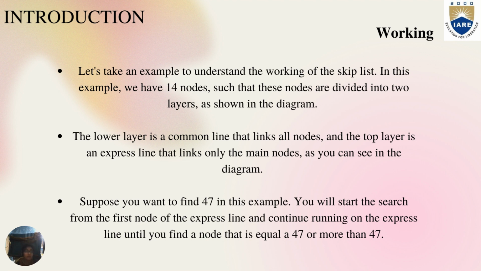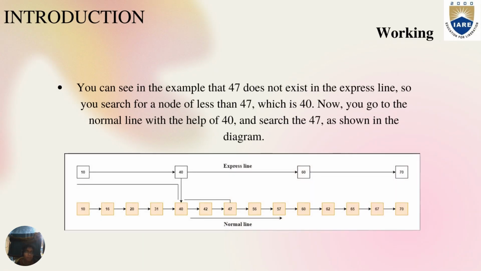Suppose you want to find 47 in this example. You will start the search from the first node of the express line and continue running on the express line until you find a node that is equal to 47 or more than 47. You can see in the example that 47 does not exist on the express line, so you search for a node which is less than 47, which is 40. Now you go to the normal line with the help of 40 and search for 47 as shown in the figure, and you effectively were able to skip many nodes in this process, thus increasing its efficiency for searching mechanisms.